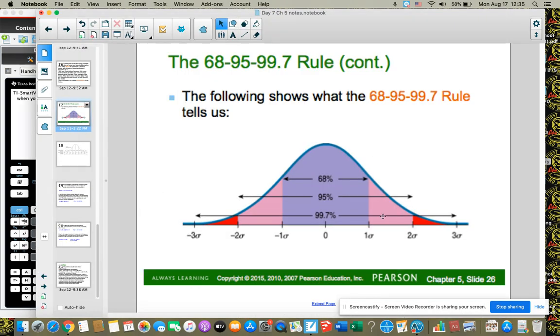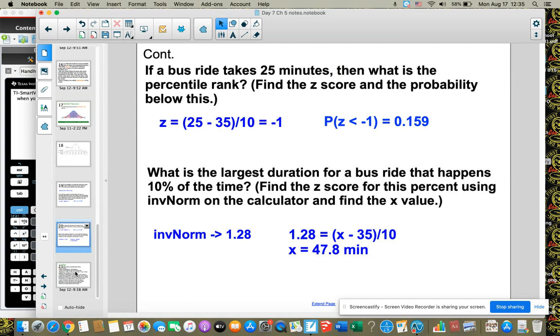1.28. So that's like right in here somewhere. Well, I could estimate what that number is, but I don't want to. I want to calculate it. Why estimate it when you can calculate it? So I take my 1.28, which I got from the inverse norm, and I put it in my equation that I've been using all along. It's just that this time I know what the z-score is. So I'm just going to plug in everything else, and I'm looking for that cutoff value. So I multiply by 10, add 35, and you'll get 47.8 minutes.